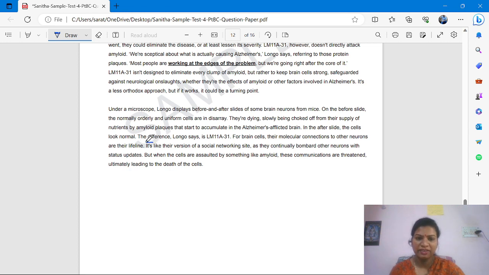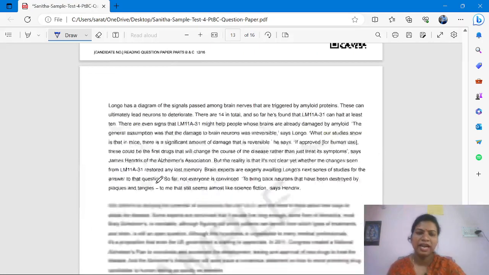So we got the keyword. It's like their version of a social networking site as they continually bombard other neurons with status updates. So see where we got it: continually bombard other neurons with status updates. But when the cells are assaulted by something like amyloid, these communications are threatened, ultimately leading to death of the cell. So what is the answer here?